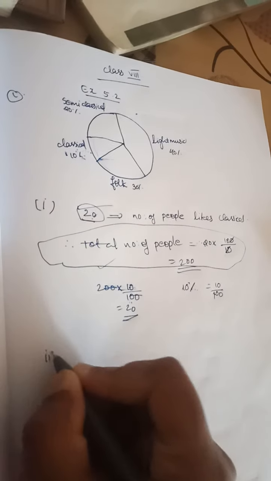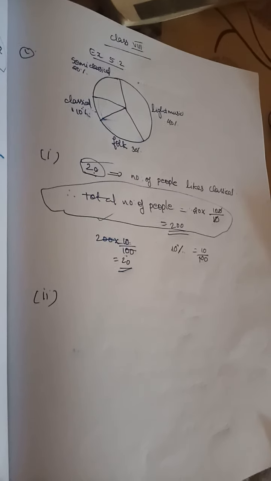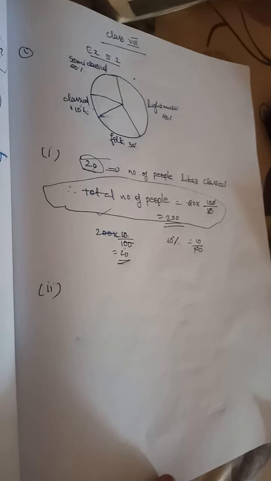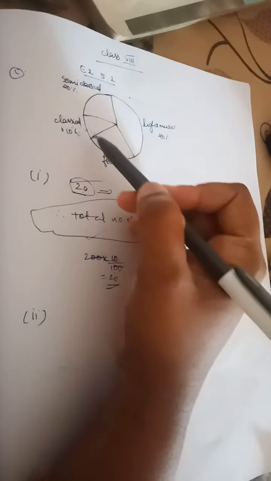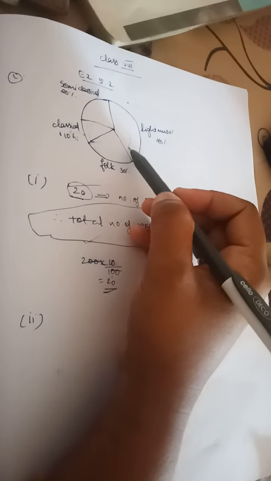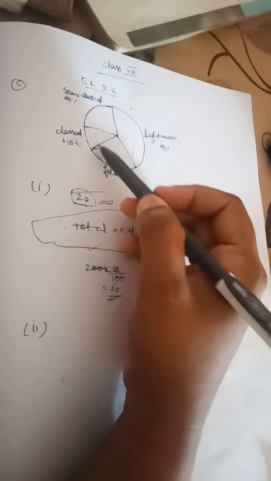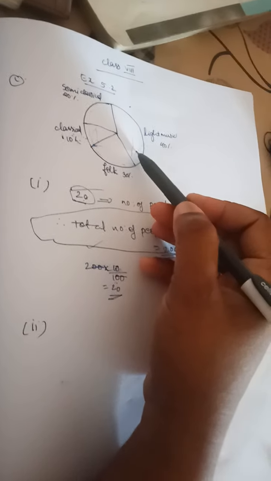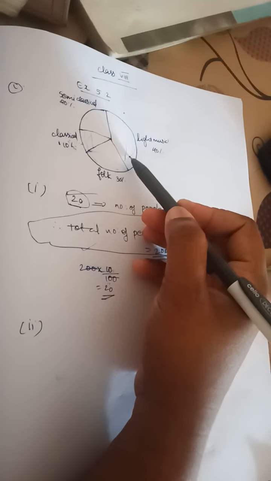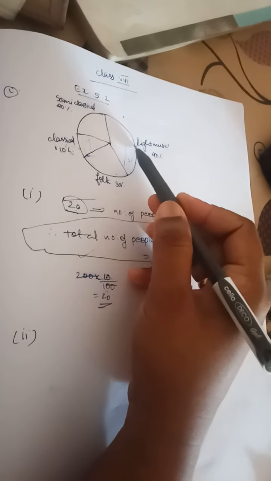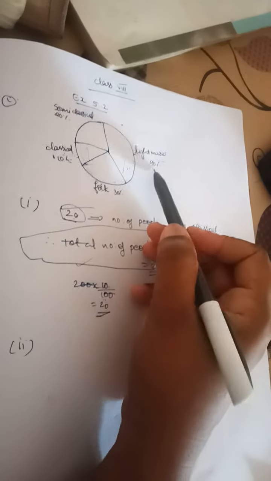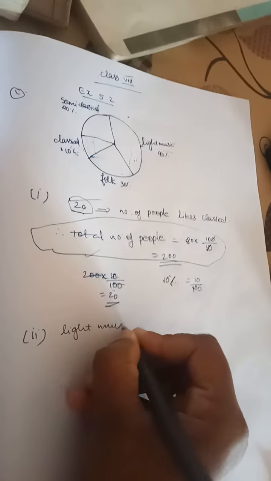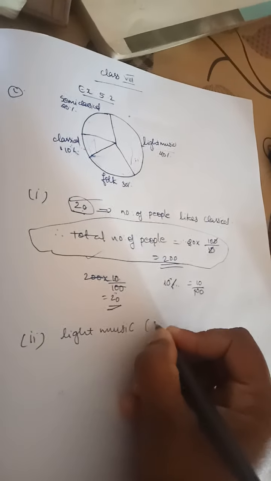Second part. Which type of music is liked by the maximum number of people? Easily we can identify which is the highest one. This one is the longest, correct? 40 percentage. This is only 20, this is 10, this is 30. So 40 percentage is the highest one. Which is that? Light music, total 40 percentage. So the second answer is light music. We can write here 40 percentage.